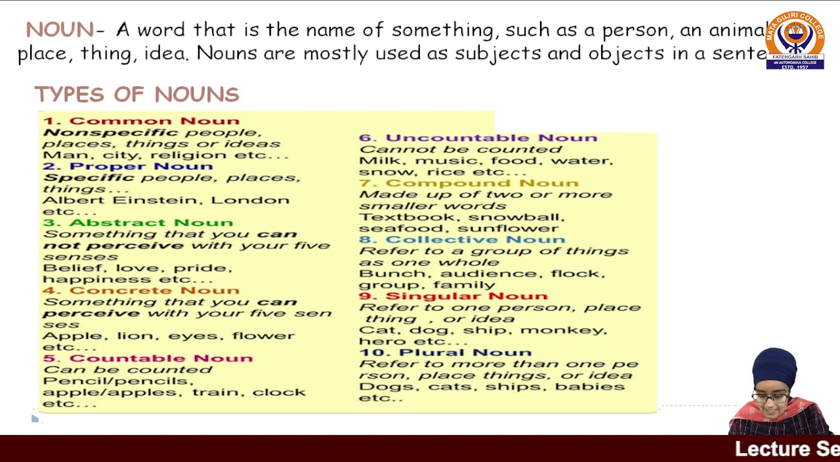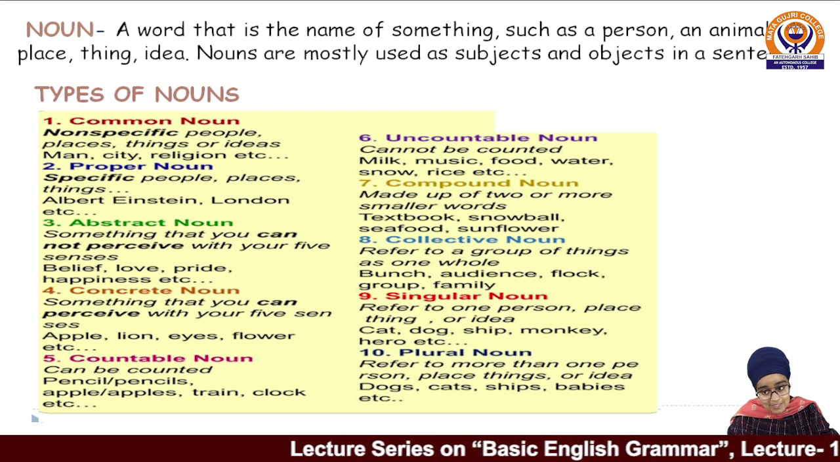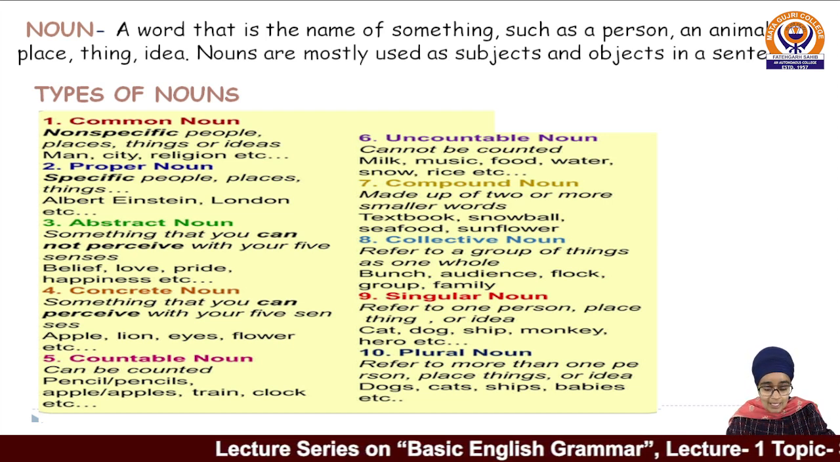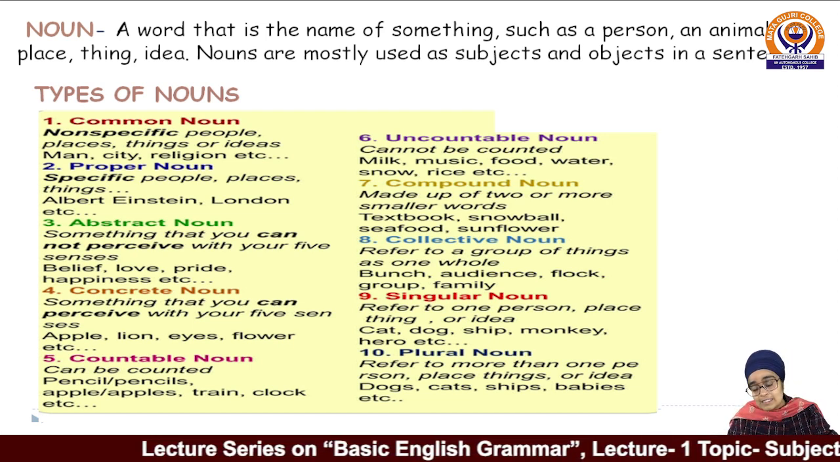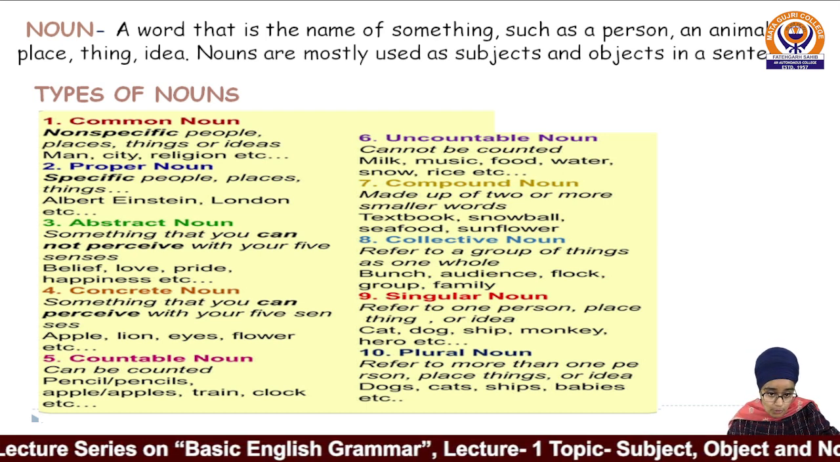Now, there are roughly 10 kinds of nouns, so we'll do them in groups of two. So coming to common noun and proper noun. Since a noun is the name of a person, animal, place or thing, when this person, animal, place or thing is non-specific, it is called a common noun. But when this becomes specific, it is called a proper noun.